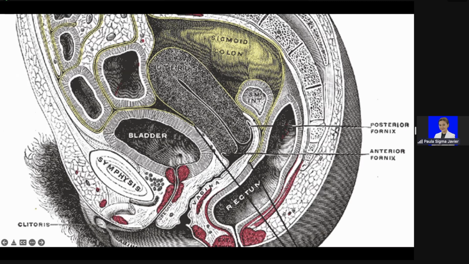Here we can see the rectouterine pouch. Rectouterine pouch here. This is the rectum. This is the bladder. Here we have your vesicouterine pouch. Okay. This is your vagina.